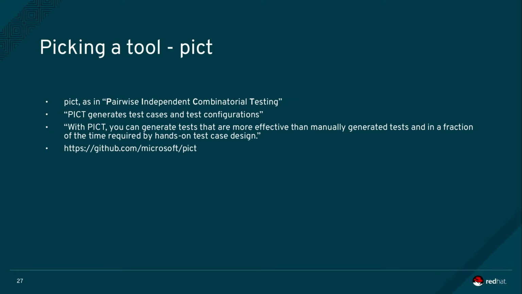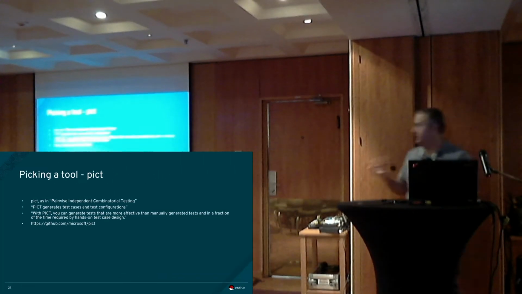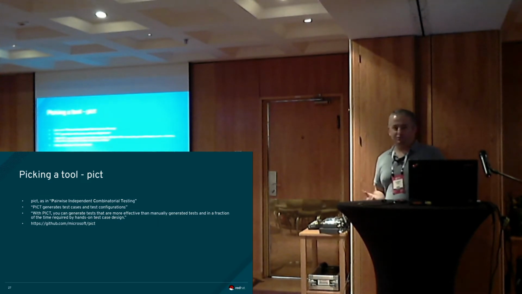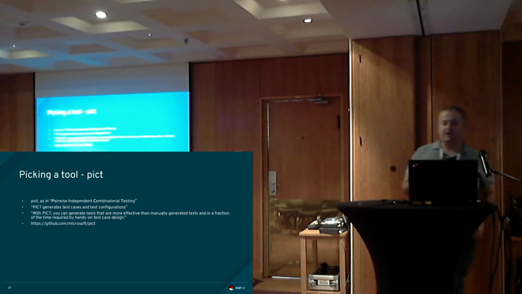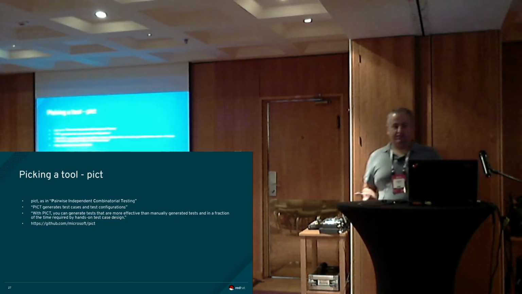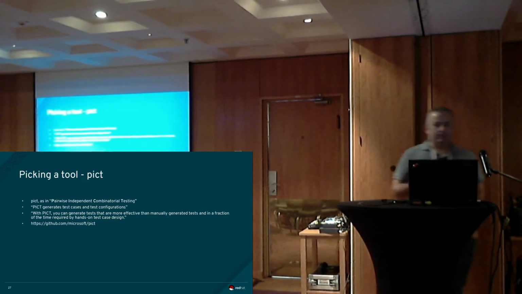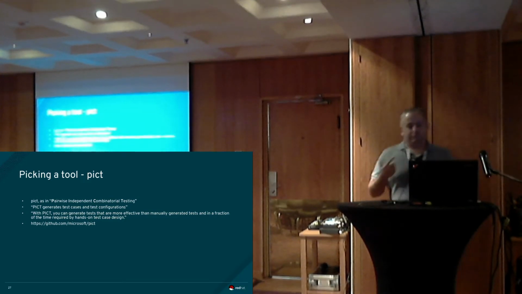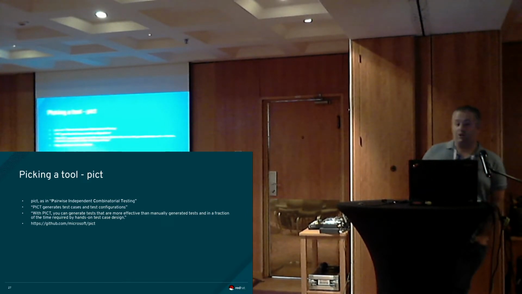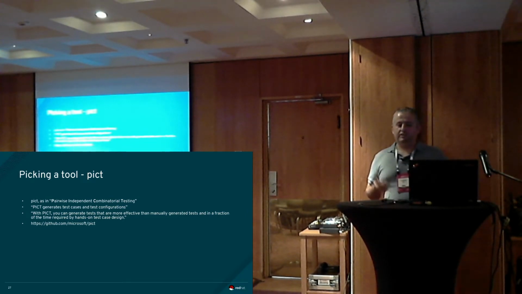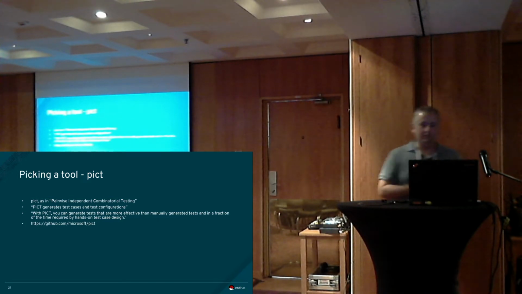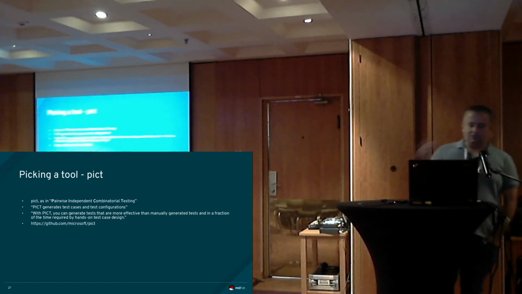To do that, we have to pick a tool, and the tool we're going to pick is PICT. It sounds like a tongue twister, but the name of the tool is PICT, as in Pairwise Independent Combinatorial Testing. This is quoted from their documentation: PICT generates test cases and test configurations. With PICT, you can generate tests more effectively than manually generated tests and in a fraction of the time. So this is what we want. We want to really reap the benefits without spending too much energy. So let the machines do what they do best.